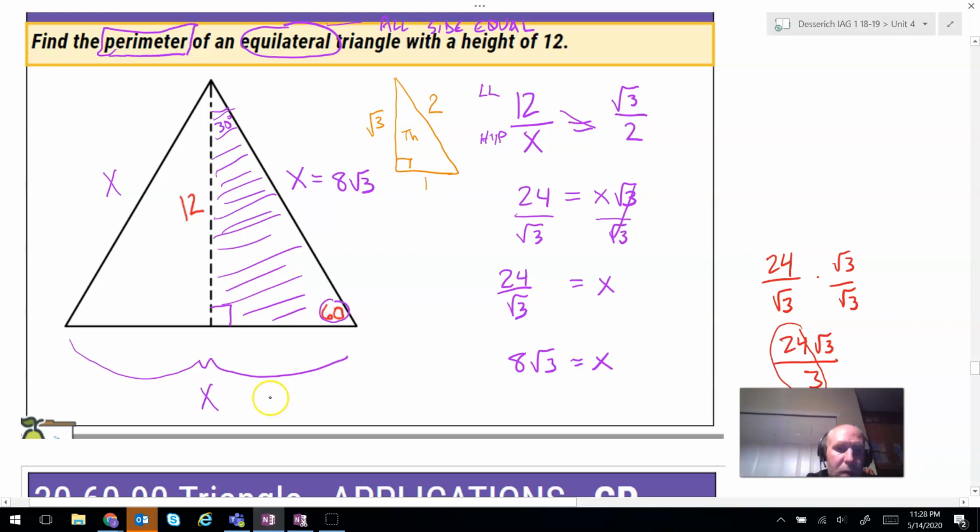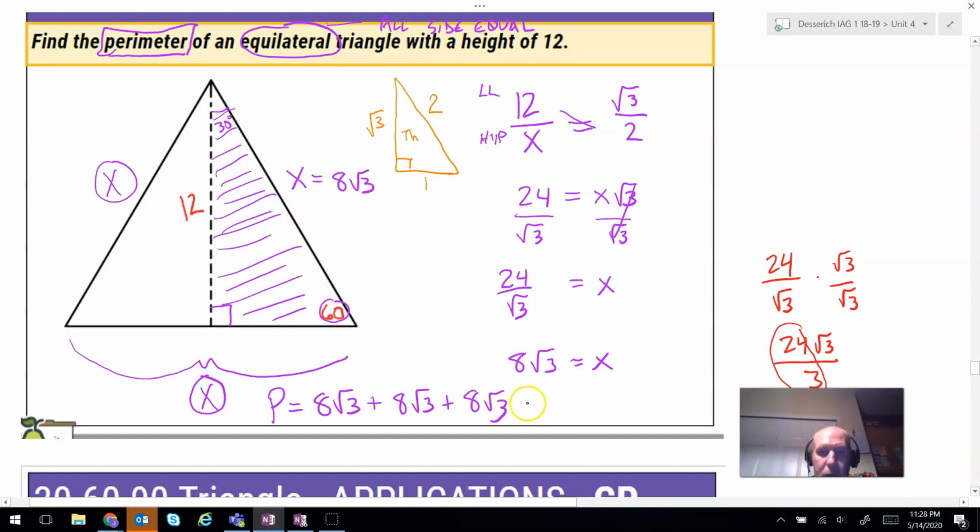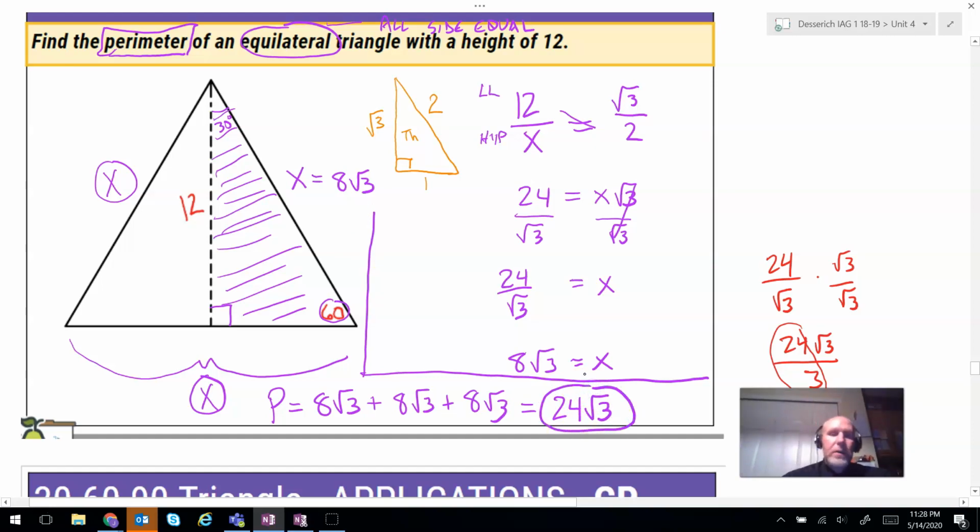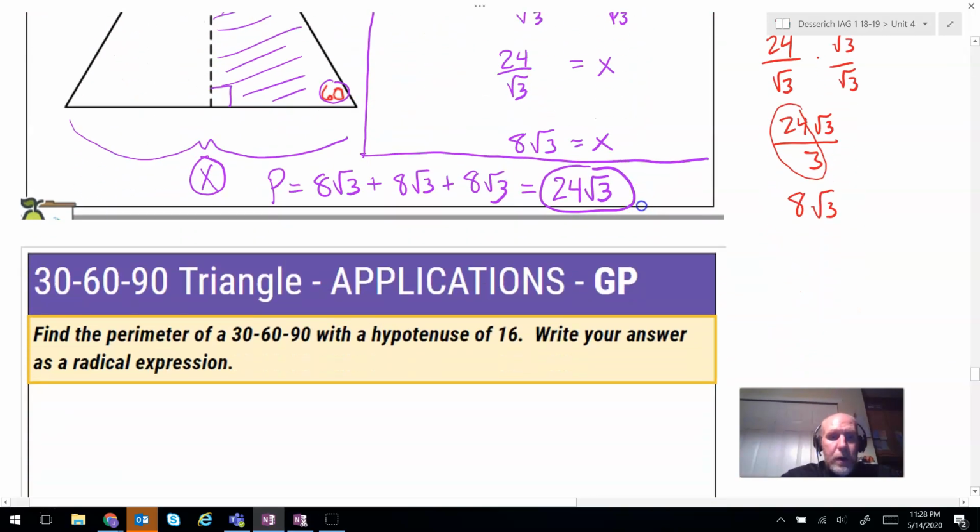So if our job is to find the perimeter, we're going to have to add 8 square root of 3 for that side, plus 8 square root of 3 for this side, plus another 8 square root of 3 for the bottom side. And that is going to leave us with a perimeter. I'm going to draw a little box here to indicate that now we're focusing on the perimeter over here. The perimeter will equal 24 times the square root of 3. So that is the perimeter of this one, because we found out that one side length was 8 times the square root of 3. All right, next one here.